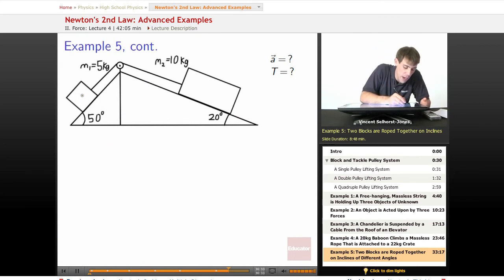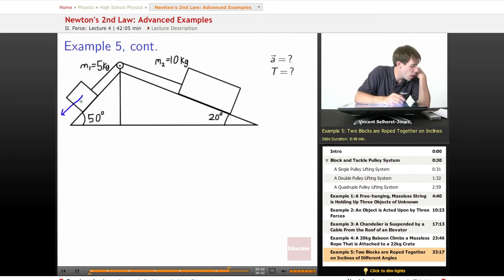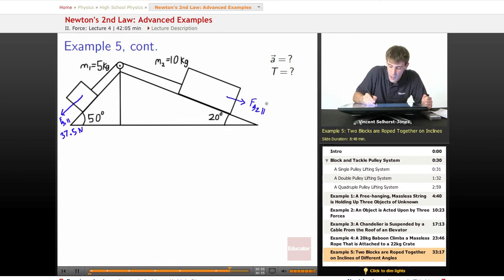We know that the parallel force is the only force we have to worry about, because the gravity perpendicular and the normal force cancel one another out. We know that this force of gravity 1 parallel is going to be equal to 37.5 newtons. Force of gravity on 2 parallel is going to be equal to 33.5 newtons. All right, now we want to find out what's our acceleration. What's the tension in the rope?